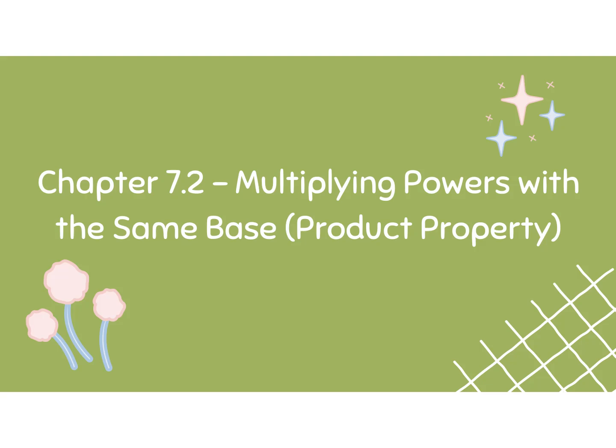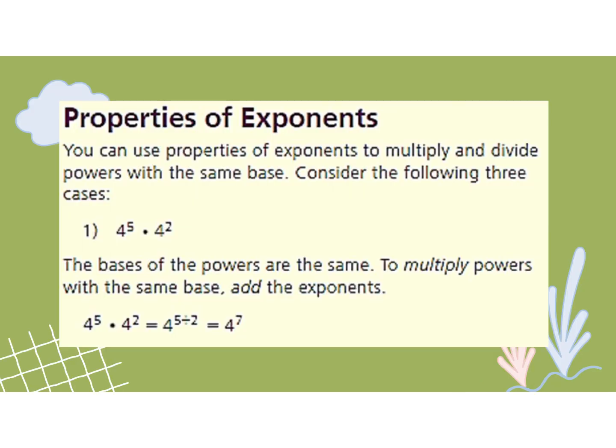All right, so in this lesson, we're going to learn how to multiply exponential expressions that have the same base. And this is something called the product property. Now, our product property says that when you multiply powers with the same base, then you can add the exponents, right? So 4 to the 5th power times 4 to the 2nd power.